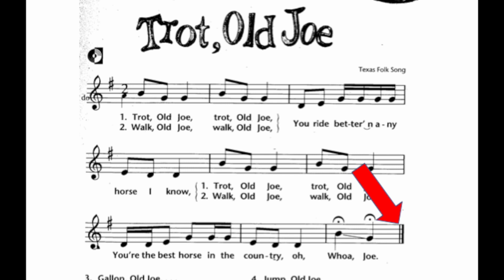Now some songs, instead of having a double bar line, might have a repeat sign. A repeat sign is going to look exactly like a double bar line, but it's going to have 2 small dots right in front of it in those two middle spaces. In just a second, we're going to practice drawing a double bar line as well as a repeat sign.